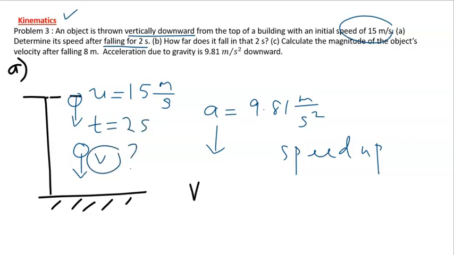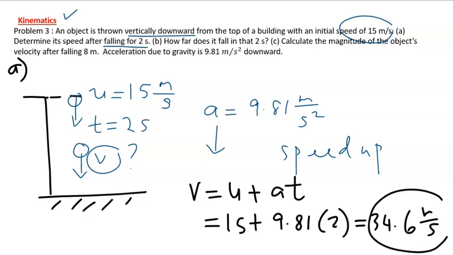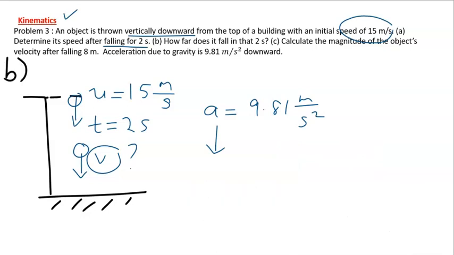The equation to use that relates all these variables is the first equation of kinematics, which is v equals u plus at. We know what u is. It's 15. a is 9.81 and t is 2. And the answer is 34.6 meters per second, as it should be, because it's accelerating downward. So part B, how far has it fallen? So it is this distance. Let's call it delta y that we want to find.